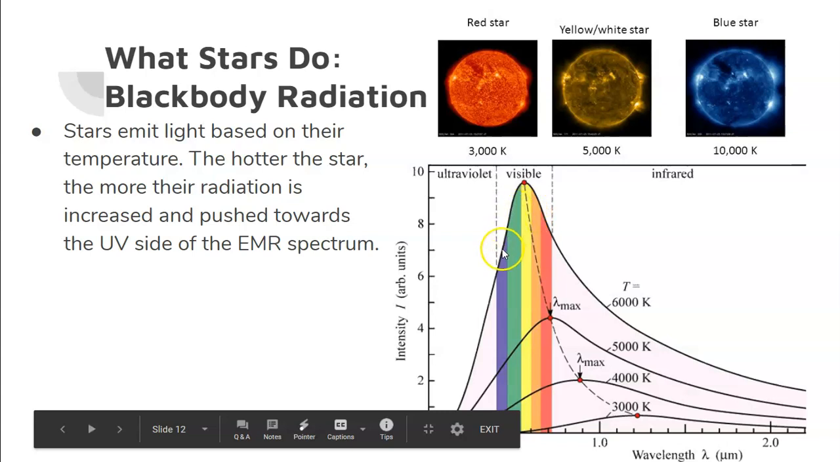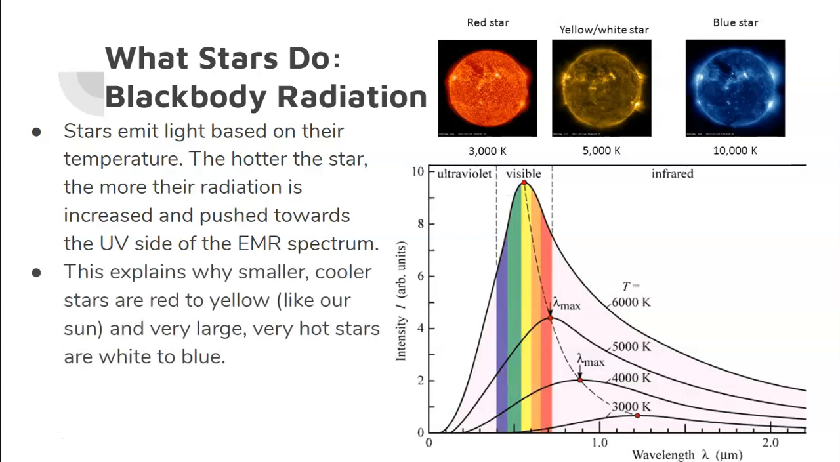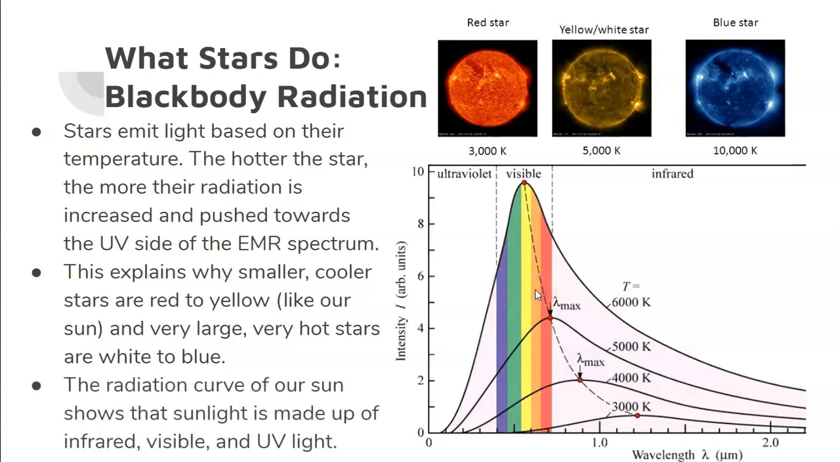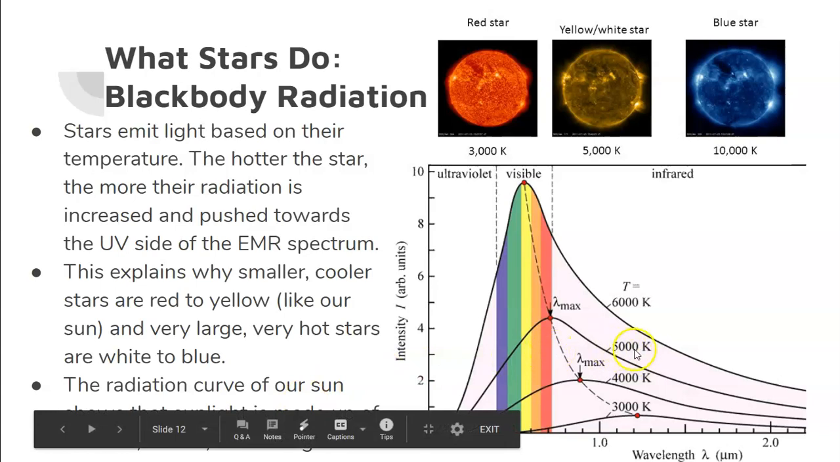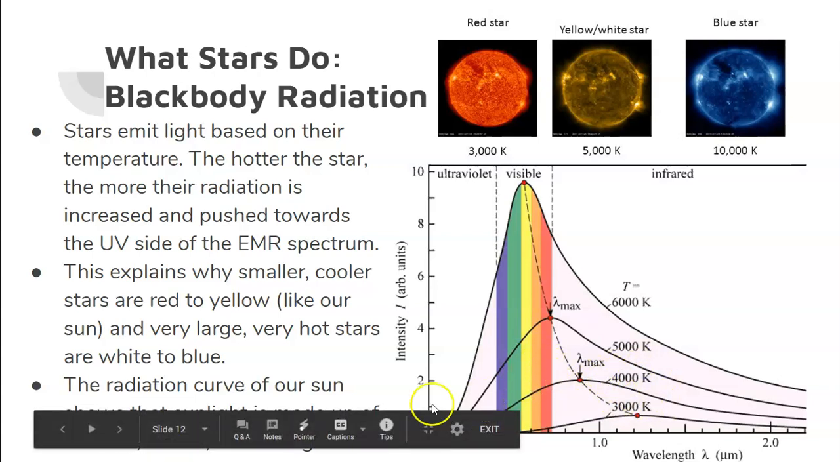Some of the hottest stars out there are glowing blue because their peak has now been moved all the way towards the energetic side of the visible spectrum, which is, of course, the blue-purple side. This explains why smaller, cooler stars are red to yellow, like our sun, and the very large, very hot stars are white to blue. It's again about where that peak is falling along the graph. The radiation curve of our sun, which I said was around this 5000 K mark, is giving off electromagnetic radiation in infrared, visible, and ultraviolet.